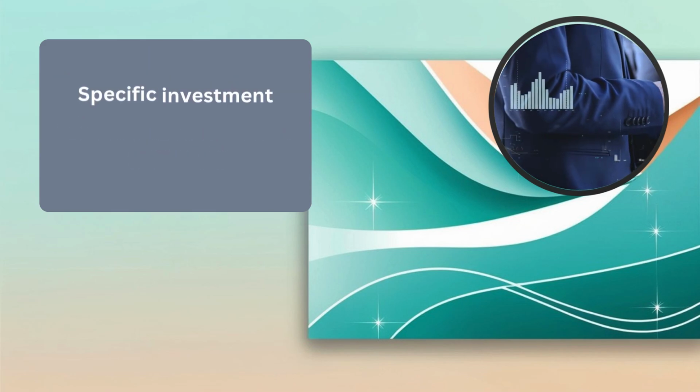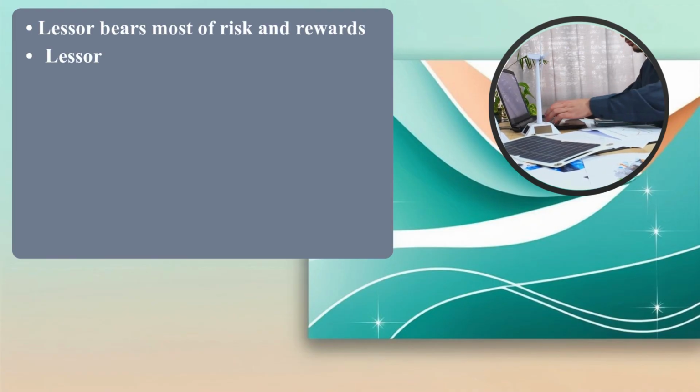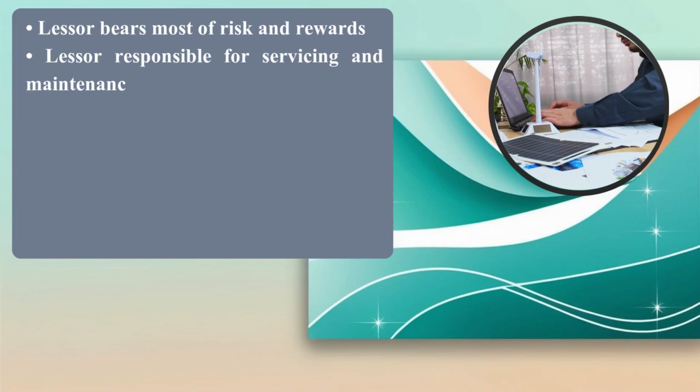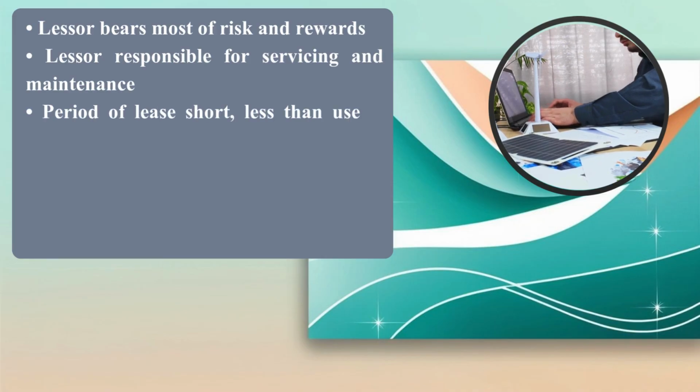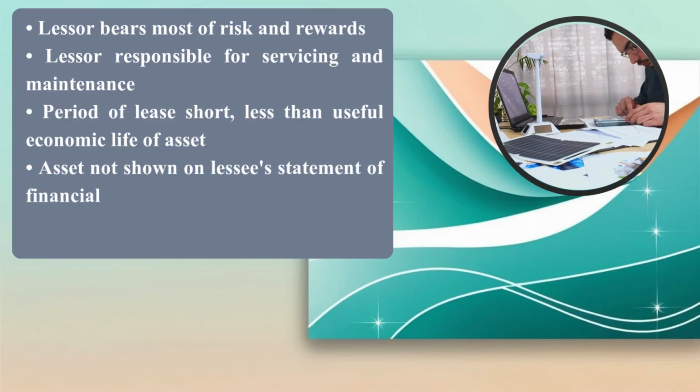Specific investment decisions. Operating lease: the lessor bears most of the risks and rewards. The lessor is responsible for servicing and maintenance. The period of the lease is short, less than the useful economic life of the asset. The asset is not shown on the lessee's statement of financial position.